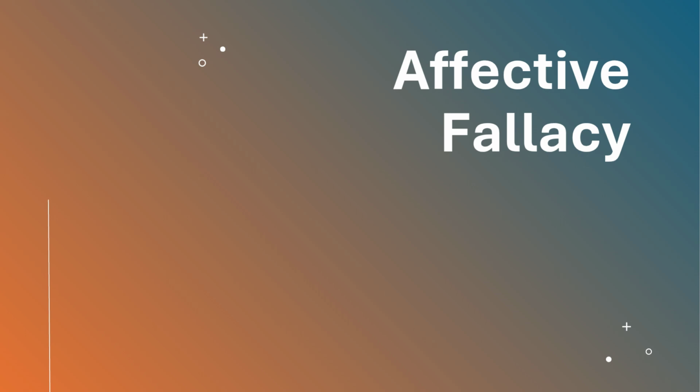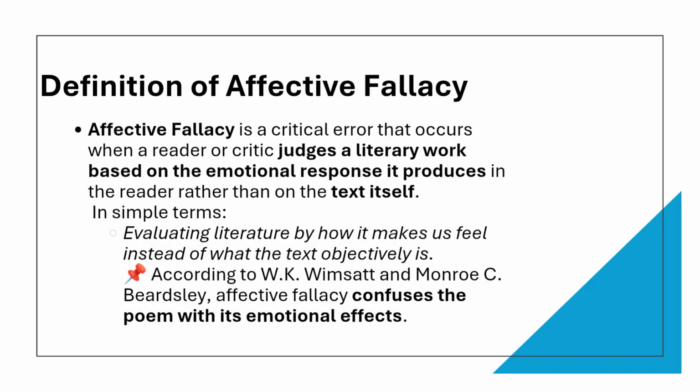Keep this idea in mind. We will now go step by step. Definition of affective fallacy. Let us understand the definition very clearly. Affective fallacy is a critical error that happens when a reader or critic judges a literary work based on the emotional response it creates, rather than what the text itself actually says.